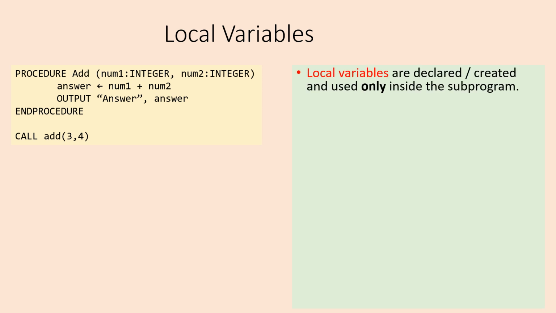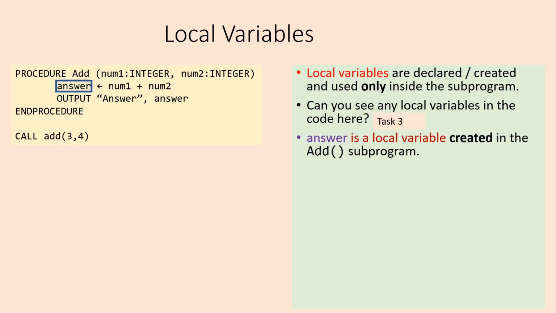So local variables are variables that are declared or created and used only inside the subprogram itself. So if you have a look at the code on the left hand side here, if you want to pause the video and do that, have a look and can you see any local variables inside here in the subprogram? So hopefully you had a look and you can see that answer meets the definition of a local variable. It's a variable that's declared or created inside the subprogram itself. Okay, so answer is a local variable created inside the add subprogram.